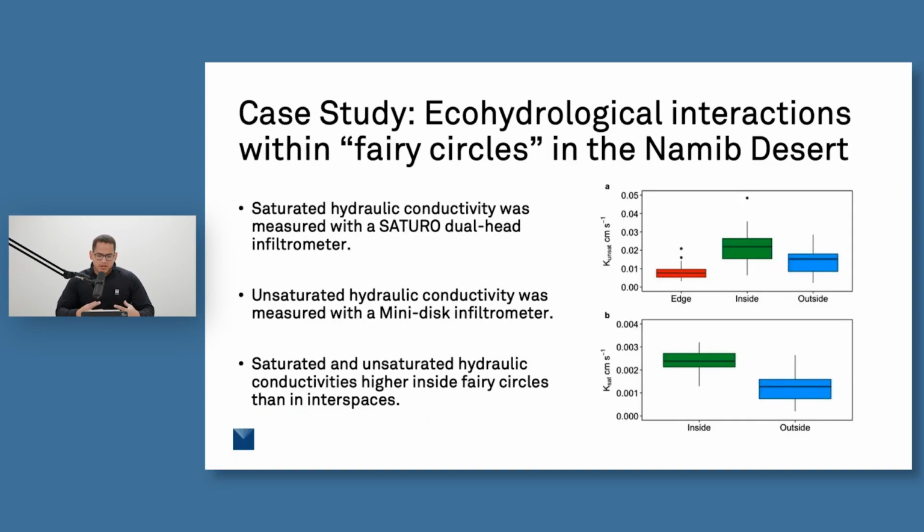So when looking at this study, we're going to primarily focus on the findings from the infiltration measurements because there's quite a bit of work that they did. Saturated hydraulic conductivity measurements were done using the SATURO dual head infiltrometer, and unsaturated hydraulic conductivity measurements were made using the mini disc infiltrometer. For the KSAT measurements, they were only able to measure inside and outside of the circles due to the measurement footprint of the device. You can imagine that the ring infiltrometer has a larger footprint, so it's harder to measure in some of the fine areas of those fairy circles.